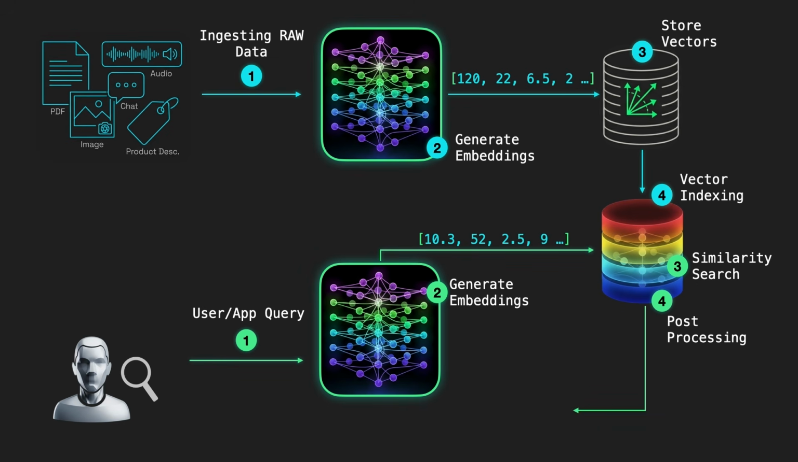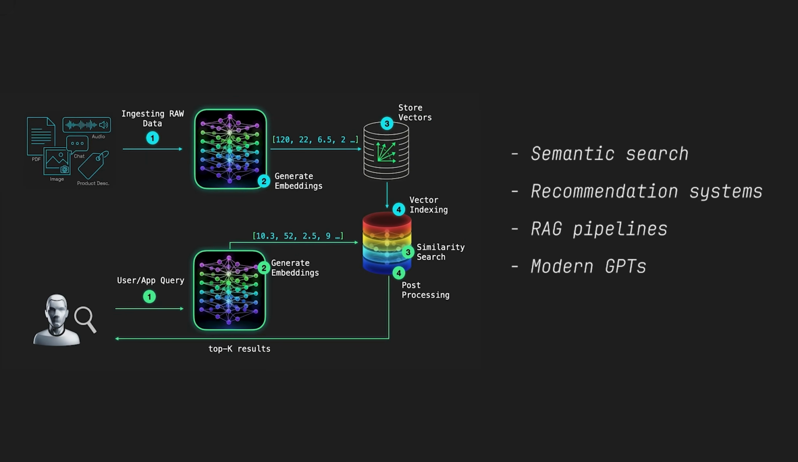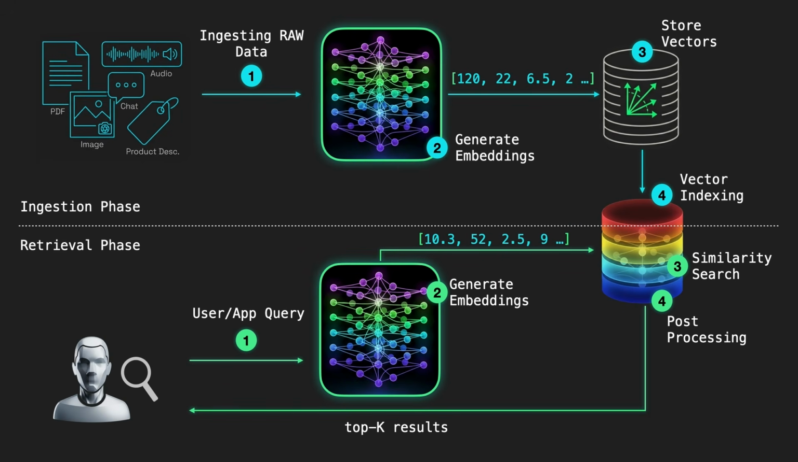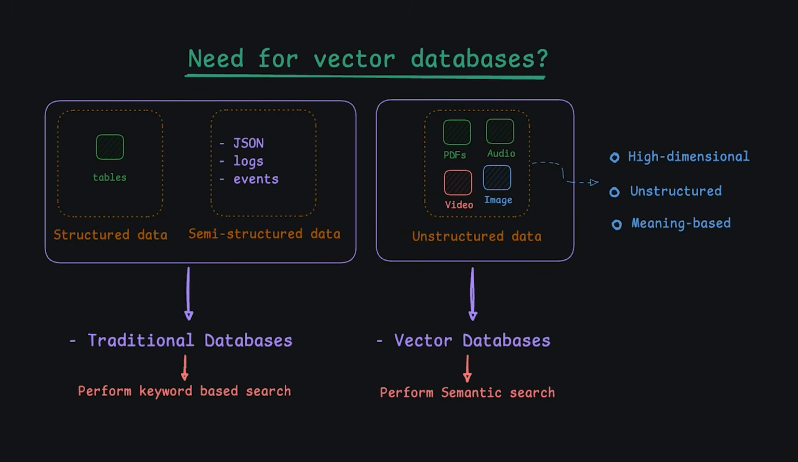And finally, the top k most relevant results are returned. And these concepts, whatever we just learned so far, is what powers your semantic search, recommendation systems, RAG pipelines, and modern GPTs. Okay, so to summarize here, overall, we can split the entire pipeline into two phases: the ingestion phase and the retrieval phase. Now, obviously, different vector databases optimize this pipeline in different ways, but the core idea remains exactly the same. So why do we need vector databases?